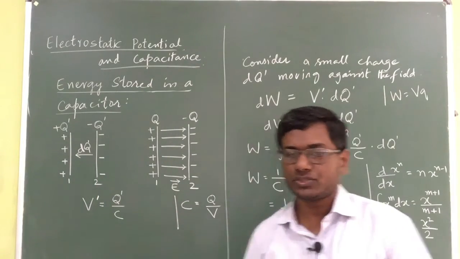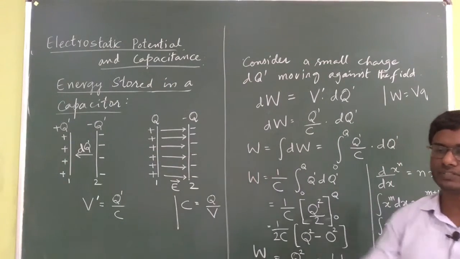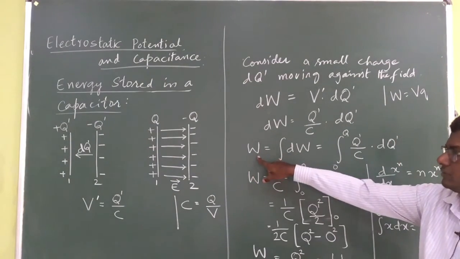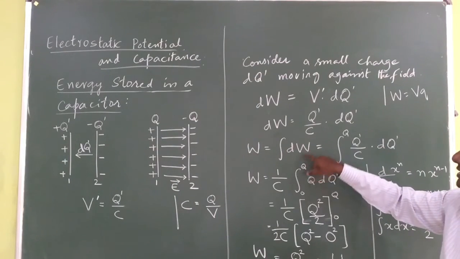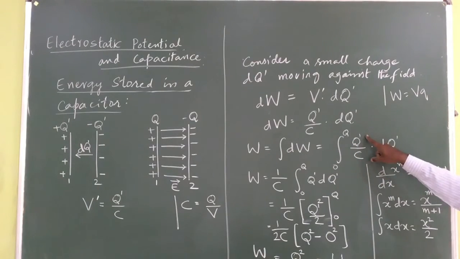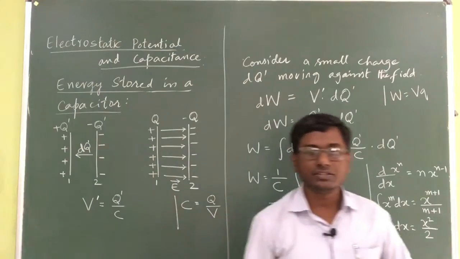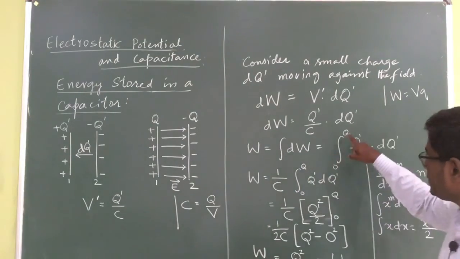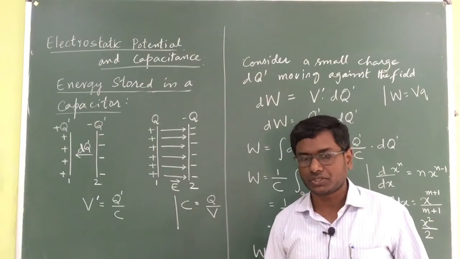But when we try to move the whole charge, or when we are completing the whole movement of the charge, we are going to get the complete work, which will be the integration of that small work. Substituting this equation here, we get integration of Q dash by C into dQ between the limits 0 to Q. What is 0? The initial situation when the plates were totally uncharged. And what is Q? It is the final situation where the plates are fully charged.